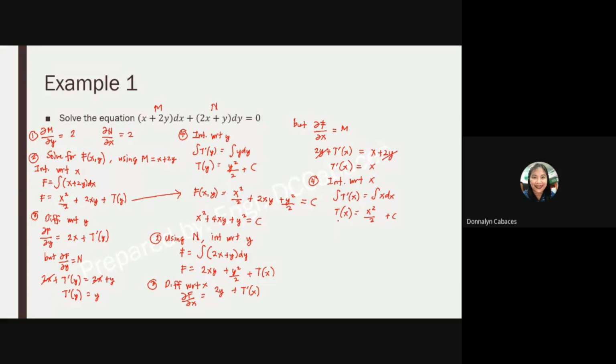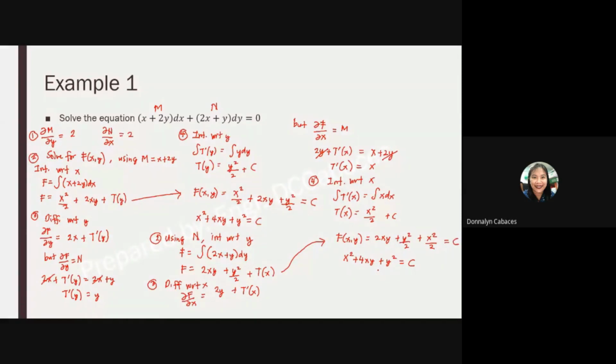And therefore, substituting this t of x to our solution, which is this one, the function of xy is equal to 2xy plus y squared over 2 plus x squared over 2 plus c equals c. And further simplifying, you also have the same result after rearranging the terms: x squared plus 4xy plus y squared is equal to c, which is the same as this.